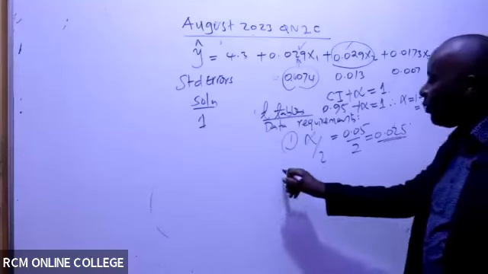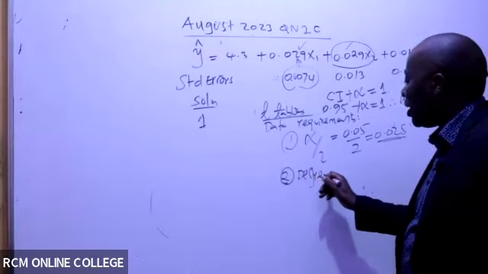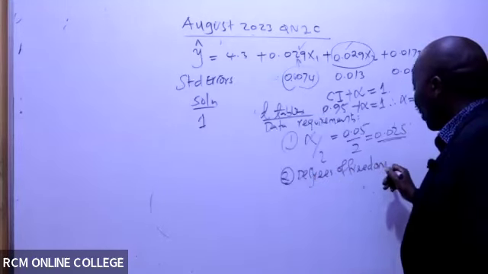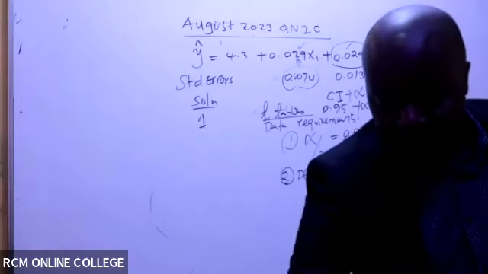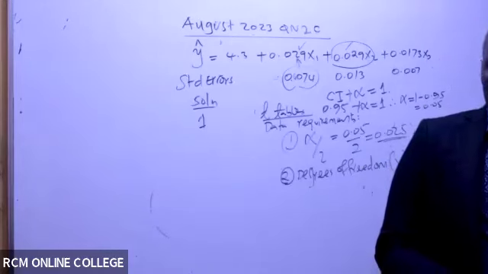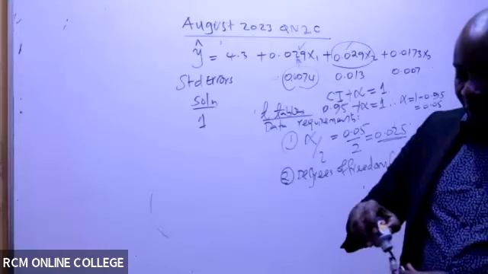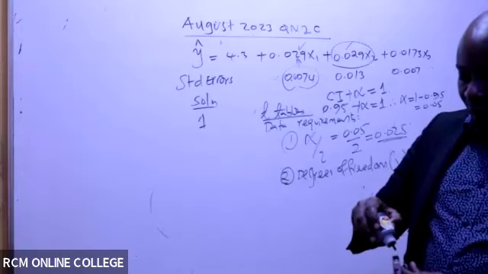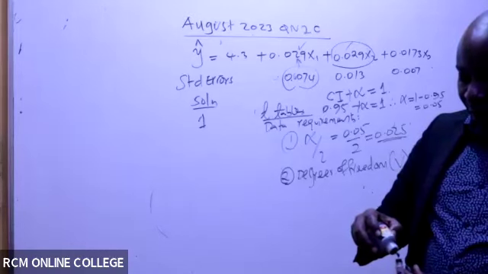Number 2, we need what we call the degrees of freedom. What we shall be abbreviating as V. So these degrees of freedom, to get them, we use n minus 1. N minus 1 to get them. N is the sample size.